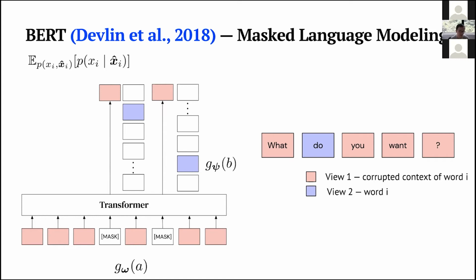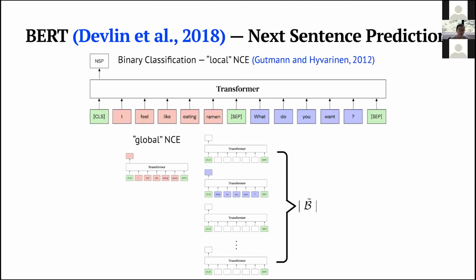Here I use red as view one and blue as the true view two. We also have these white little boxes, which we can see as negative samples. We want to increase the score if we find a red and blue pair. If we find a red and white pair, we want to downscore it. Next sentence prediction is also in the spirit of this.